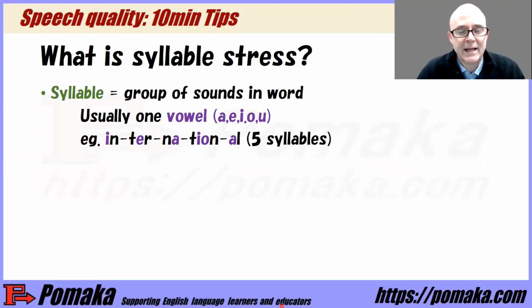For example, international has 5 syllables. It helps to clap when we say the word to find the syllables. For example, international. It has 5 syllables.